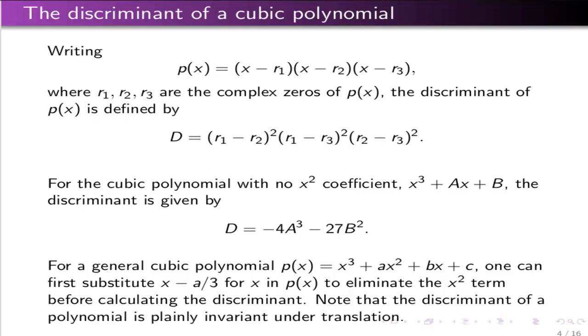So recall, if p of x has a factorization like this over the complex numbers, where r1, r2, and r3 are the complex zeros, the discriminant is defined as the product of the differences of the roots squared. So (r1 minus r2) squared times (r1 minus r3) squared times (r2 minus r3) squared. And so immediately you see that the discriminant is 0 if and only if one of the r_i's equals an r_j. In other words, you have a multiple root for some i and j.